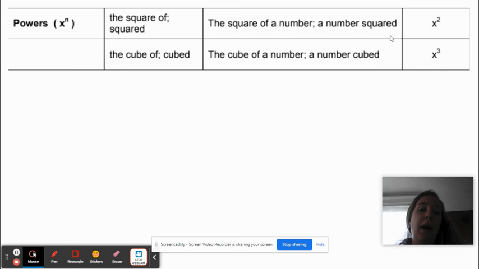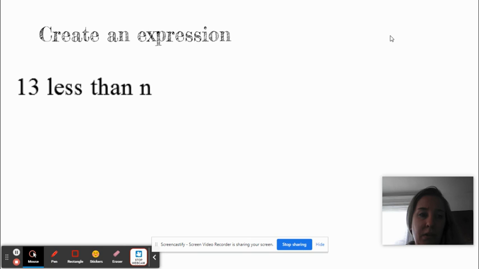And powers, the only two we really have a special word for is squared, means to the second power. Cubed means to the third power. And anything after that, we just say to the fourth power, to the fifth power.